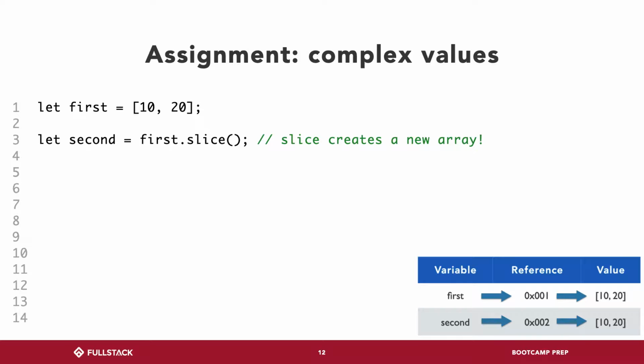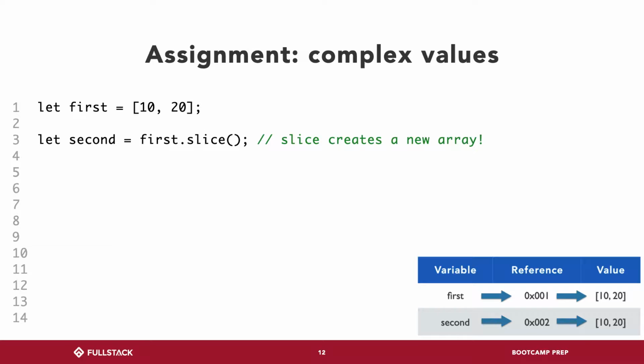So this is why slice is actually cool though, okay? It's not a deep copy, but it is a shallow copy. So let first equal 1020. This is a great way to just make a copy of an array, just like that, right? So second equals first dot slice. Slice actually creates a new array. So now second is actually pointing to somewhere else. Does everyone see the diagram?